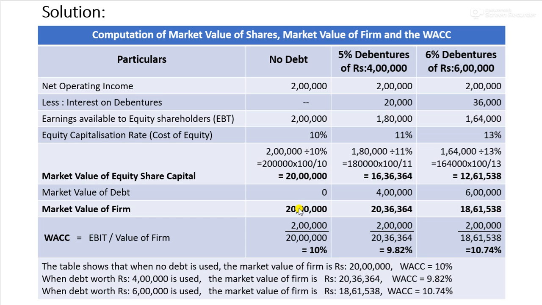Now let us see the weighted average cost of capital of the firm. The overall cost of capital is 10% in the first case. That means when there is no debt, the weighted average cost of capital is 10 percent. When there is a debt of 4 lakh, it is reduced to 9.82%. But when it is increased to 6 lakh, the weighted average cost of capital increased to 10.74%.